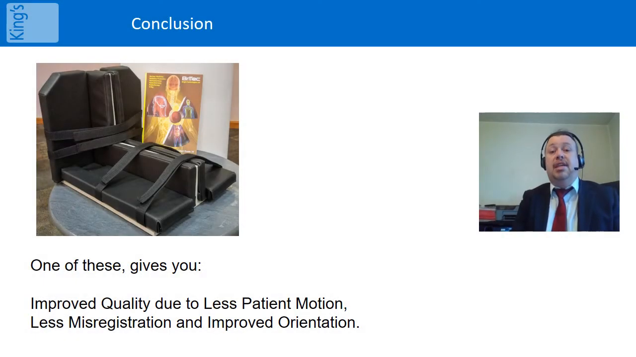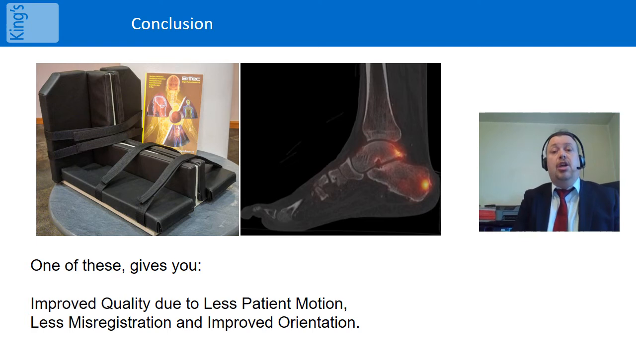It can thus be seen that the use of the immobilisation device improves image quality by reducing patient motion, misregistration of the SPECT and CT data, and improved orientation of the images. That is to say, if you use the device, you can get high quality SPECT CT images like this.